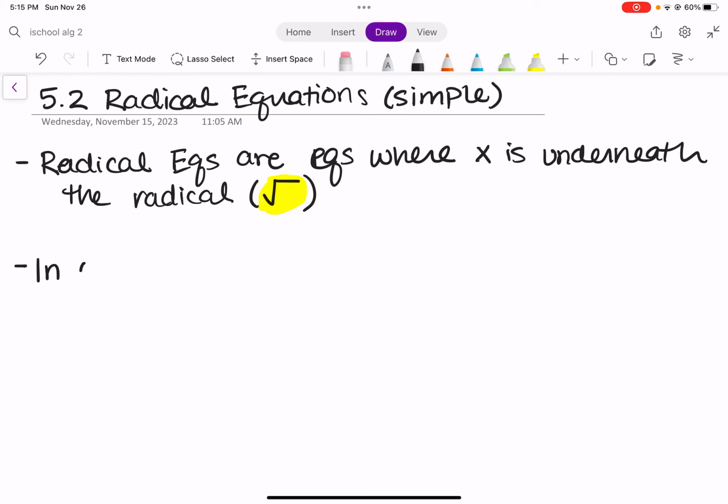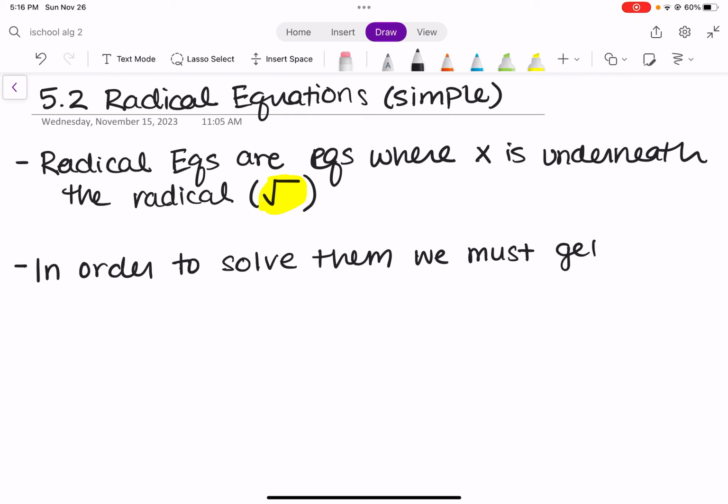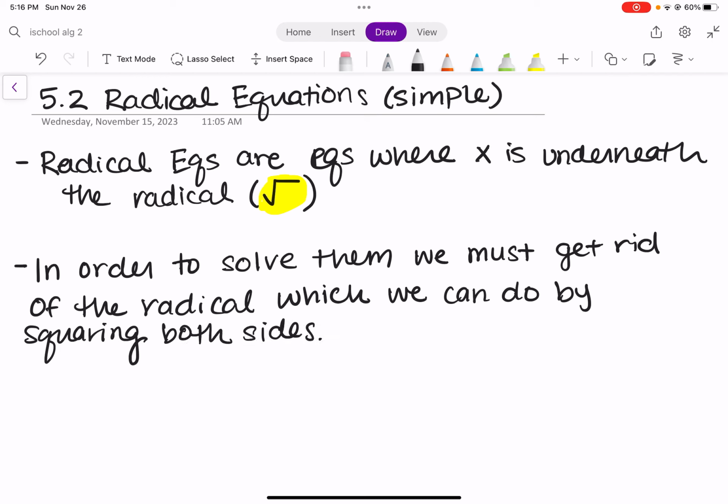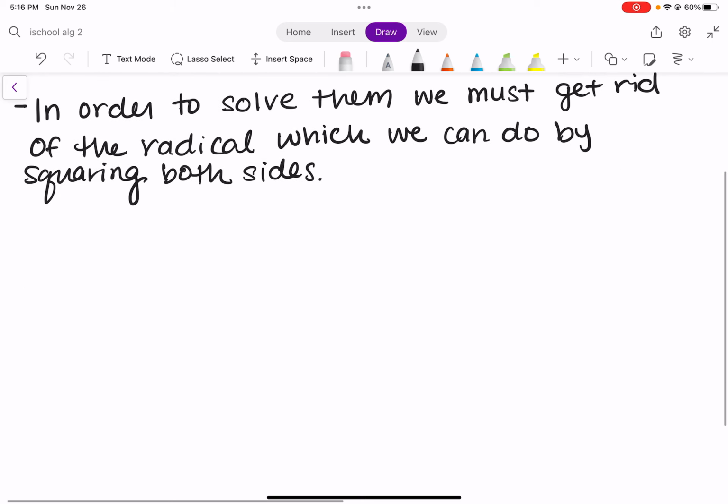So in order to solve them, we must get rid of the radical, which we can do by squaring both sides. Squaring both sides. So we're going to be learning how to solve these equations, and basically the key is that we need to get rid of the square root. So we're going to do two examples.